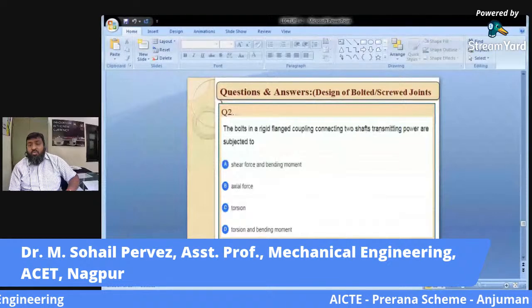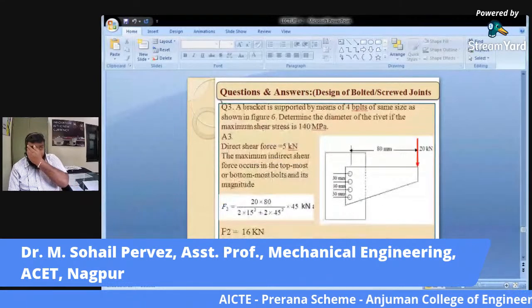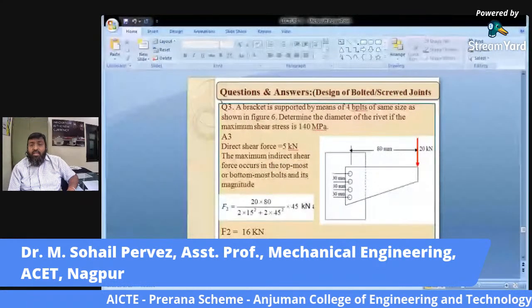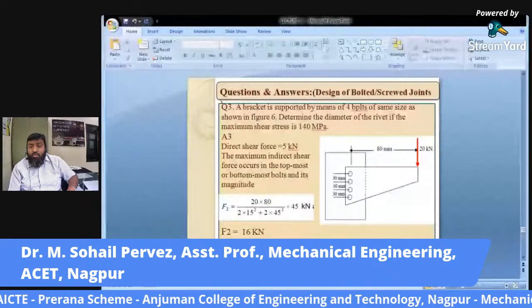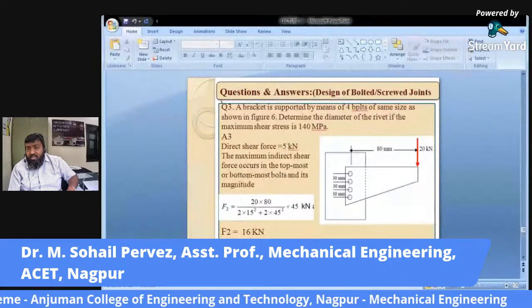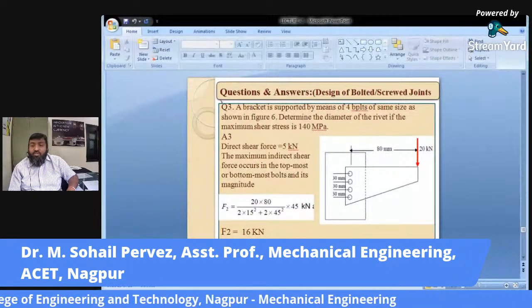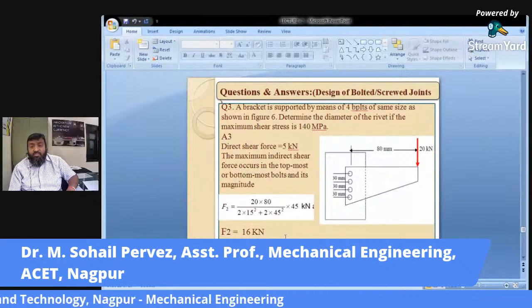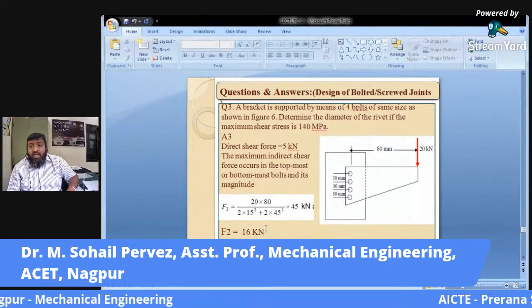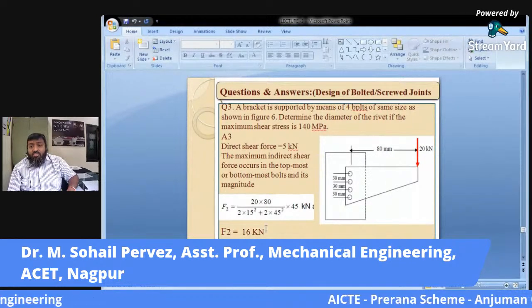Now these are the 2 mark questions asked again in the previous examination. A bracket is supported by means of 4 bolts of the same size, as shown in figure 6. Determine the diameter of the rivet if the maximum shear stress is 140.